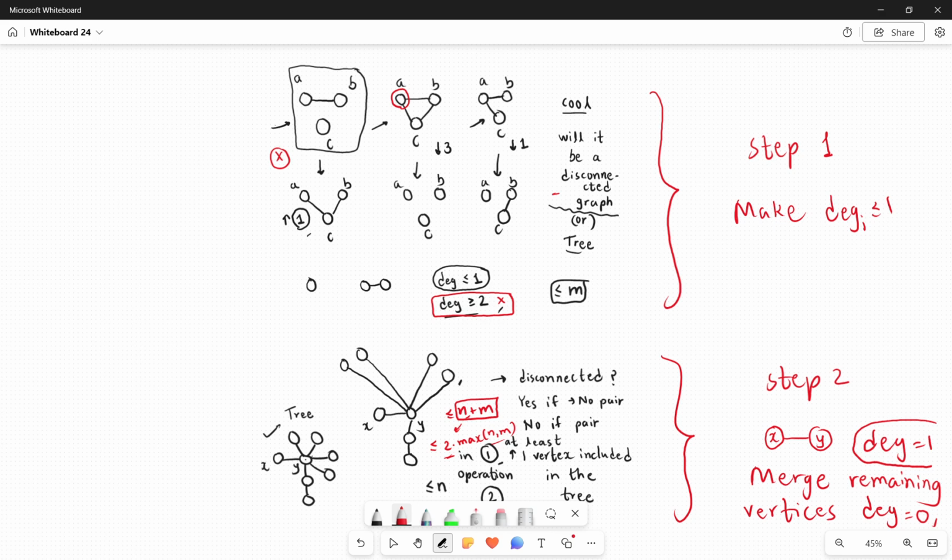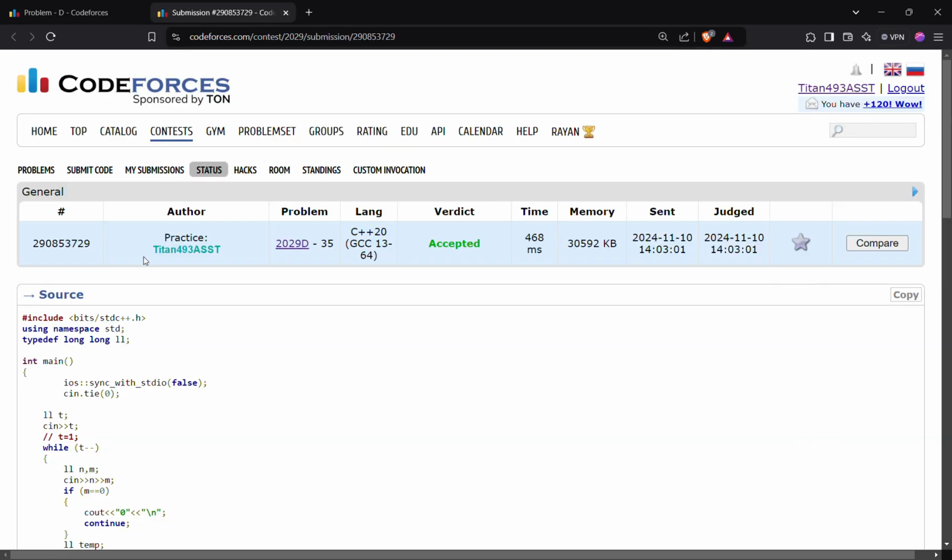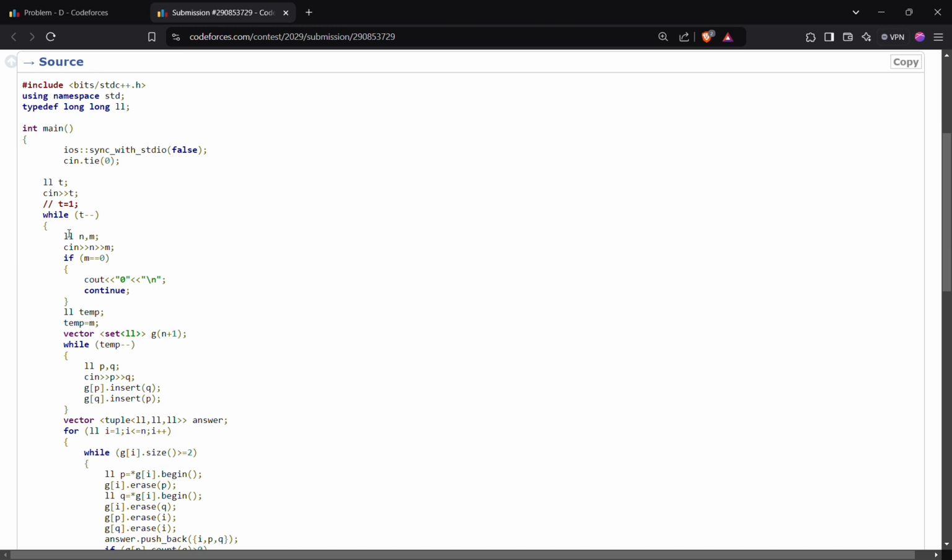So degree equal to 1 means it will be a pair, and degree equal to 0 means it is just one hanging vertex in the air, so it doesn't have any edge. So let us head towards the implementation, which is quite easy, you can say.